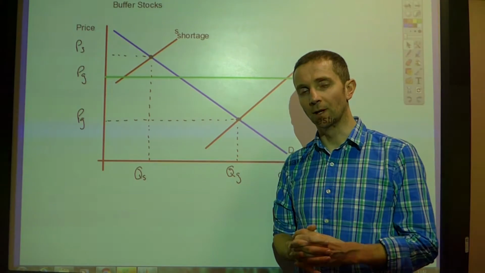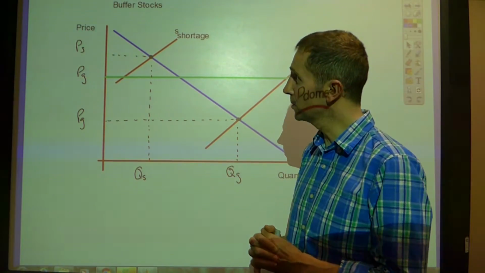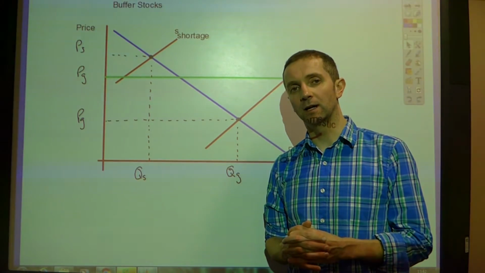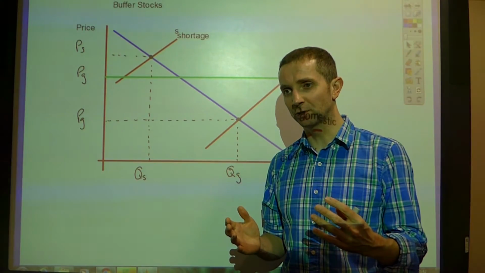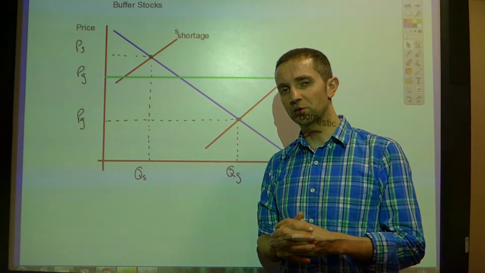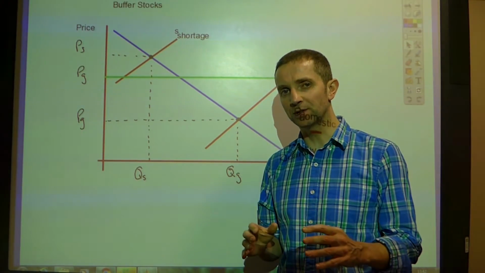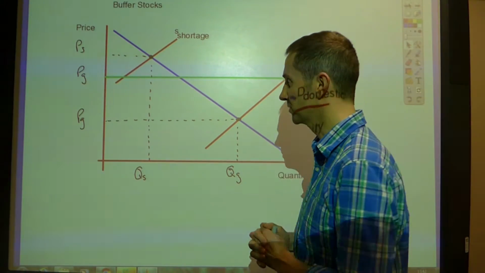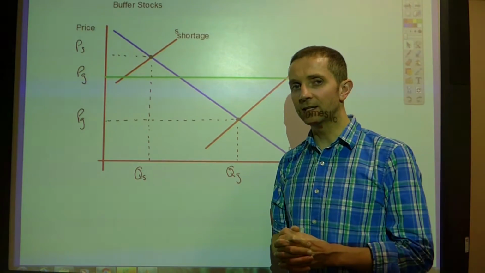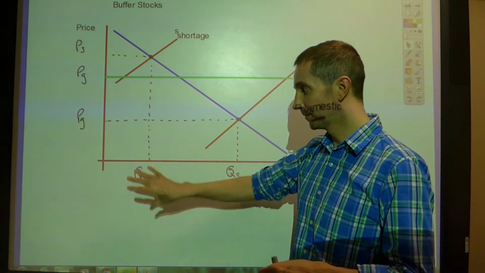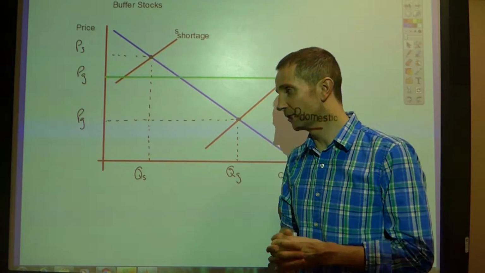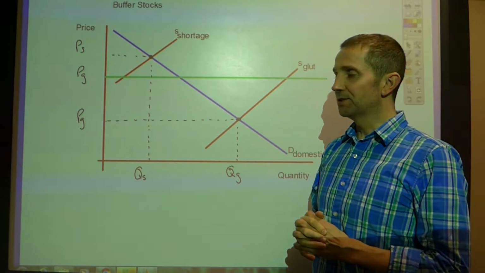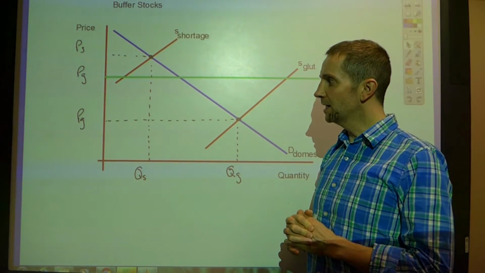So, buffer stock schemes, as you'll know, are schemes which are used in agriculture particularly in order to try to maintain stable prices and hence stable incomes for farmers. And the textbook diagram, which is this diagram that you see in front of you, has three key features.